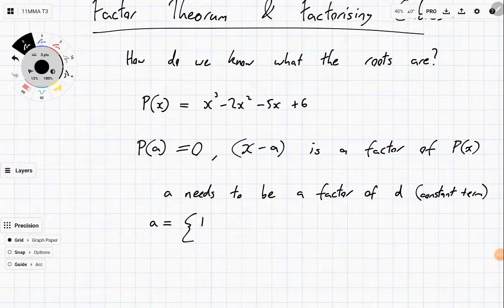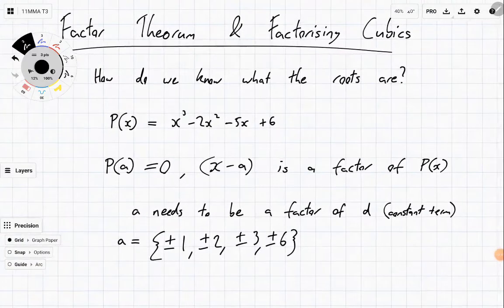Well, plus or minus 1, plus or minus 2, plus or minus 3. 4 is not a factor of 6. 5 is not a factor of 6, so it's 6, plus or minus 6. So those are the factors of 6. So if this is a nice cubic, and for the most part we're going to be looking at nice cubics, one of these has to be a root of this, meaning if I substitute in x equals one of these, one of them should give us a 0.